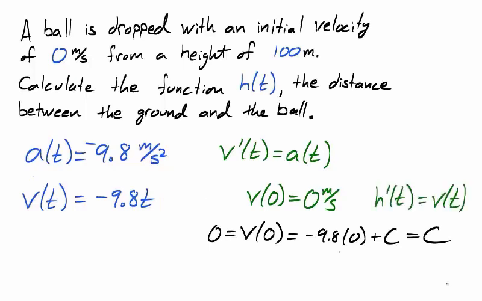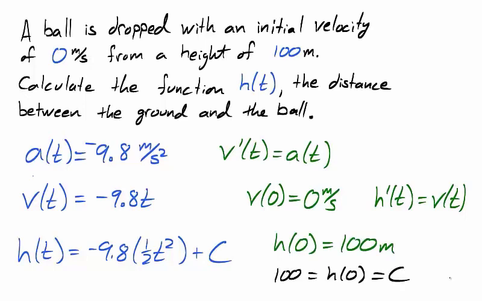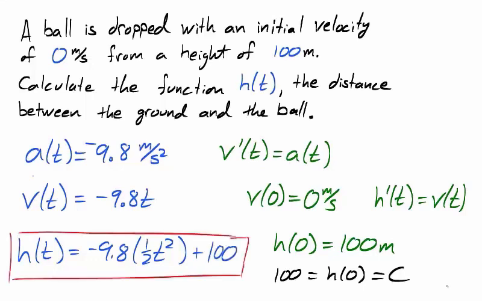The derivative of height is velocity, so the antiderivative of velocity is height. We can calculate the general antiderivative of the velocity using the power rule in reverse. And in the problem, we're told that the initial height of the ball at time t equals 0 is 100 meters, which tells us that c is 100, and we have calculated the height of the ball.